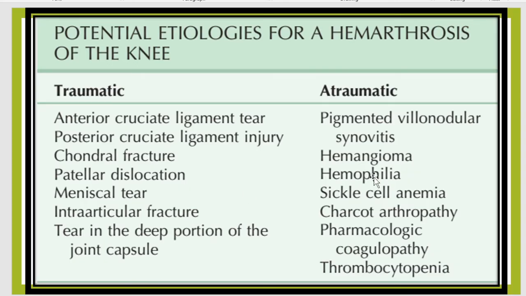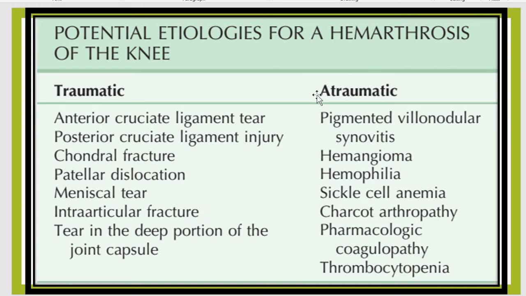So these are the potential etiologies for hemarthrosis of the knee. You have your ECL, PCL injury, chondral fracture, patellar dislocation, meniscal tear, intra-articular fracture, and tear in the deep portion of the joint capsule. These are mostly caused by trauma to the knee.